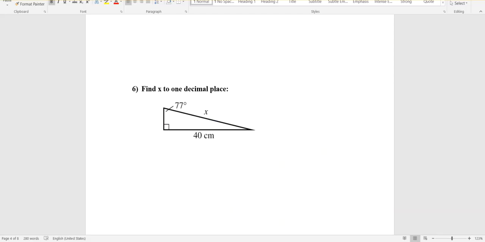Okay, for our next question, it asks us to find x to one decimal place. Now, we have to work out whether we are going to use Pythagoras or trigonometry. I can see an angle, and there's 77 degrees there. So straight away, I know I can use trigonometry because there's an angle given to me, and one side. So let's work it out.